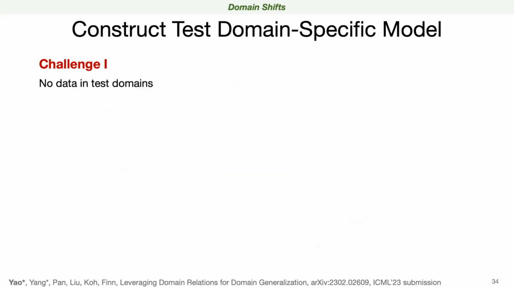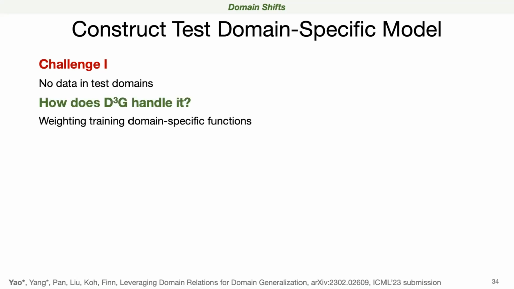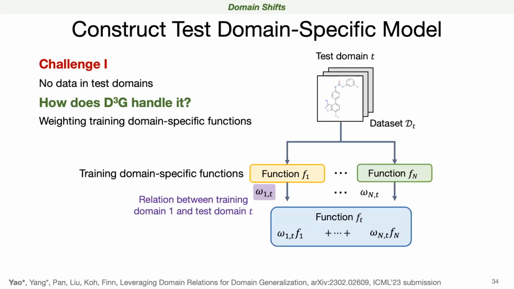So let's see how D3G resolves these two challenges. The first challenge is that we do not have any labeled data from test domains. To resolve it, we just weight the training domain-specific functions. Basically, we have the test domain T, and we feed this data to every training domain-specific function. We leverage the relations between training domain 1 and test domain T to weight these training domain-specific functions and get the function FT. Basically, we need to emphasize the similar training domains.